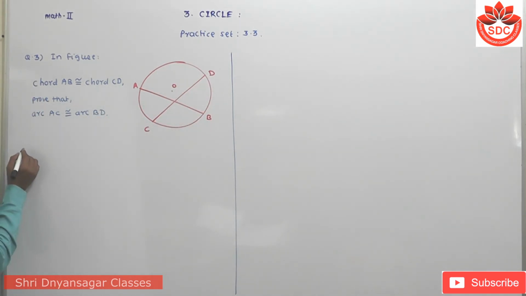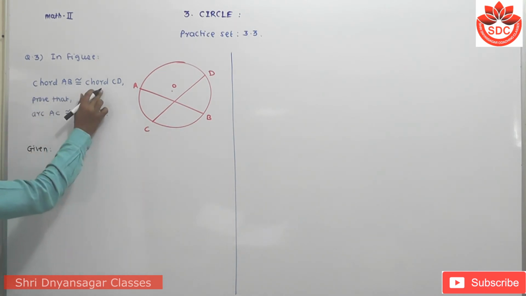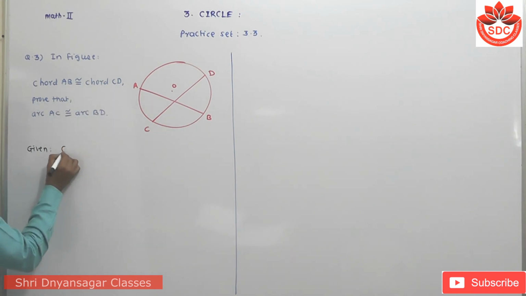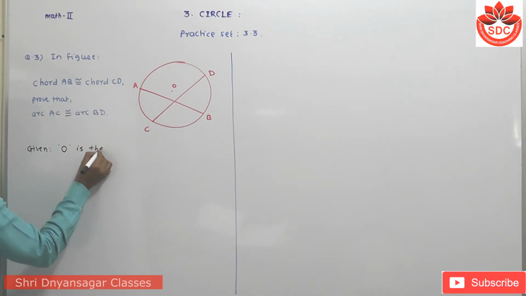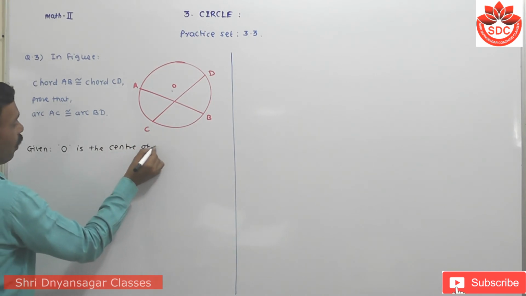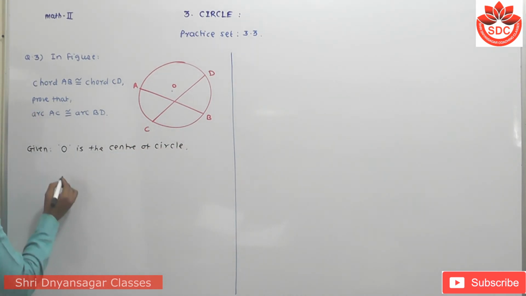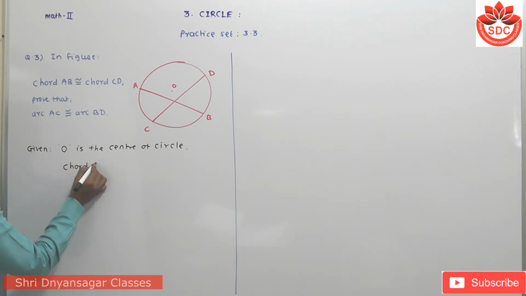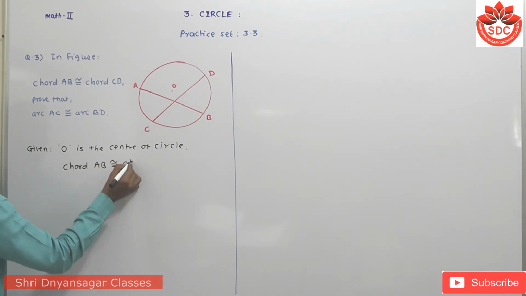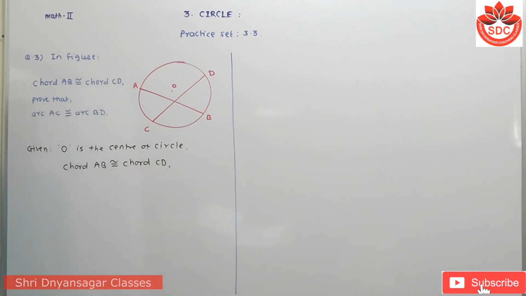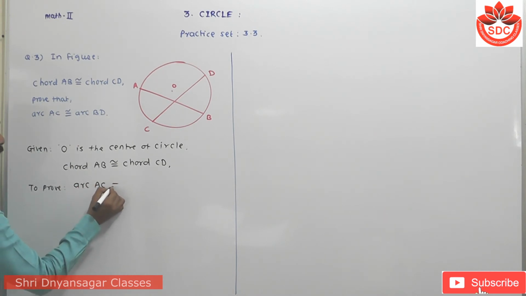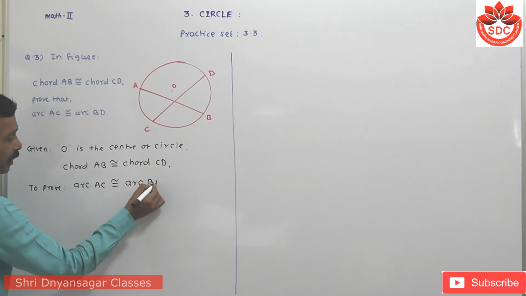Now student, for this solution, first I have to write what is given. In given, chord AB is congruent with chord CD. So first I have to write: O is the center of the circle. Chord AB is congruent with chord CD. Then to prove is these arcs are also congruent, meaning arc AC is congruent with arc BD. This is our to prove.